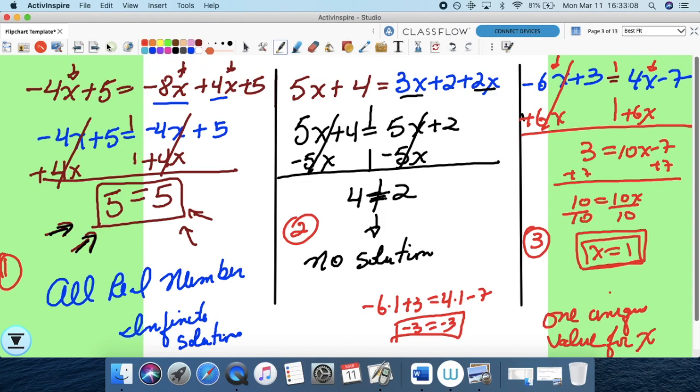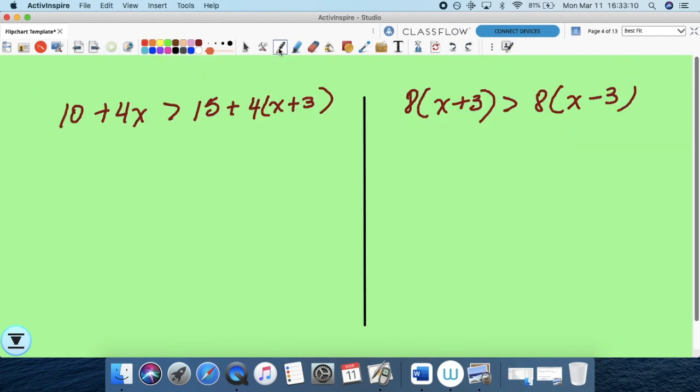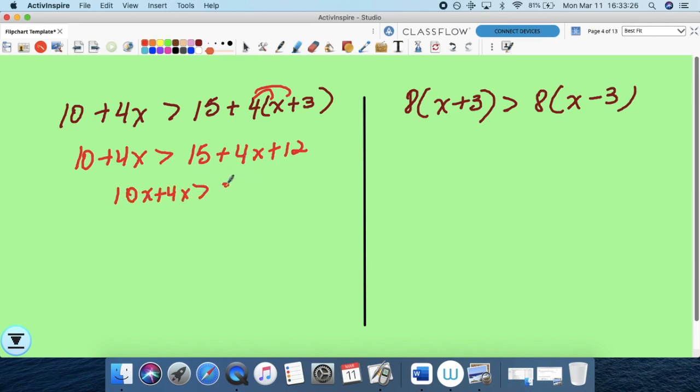Okay? Now, inequalities, which is what we're doing right now, let's simplify this. 10 plus 4x is greater than 15 plus, distributive property, 4x plus 12. Let me combine some like terms. I combine 15 and 12, we get 27, sorry, that's not 10x, that's 10 plus 4x. Combine like terms, I get 27 plus 4x.